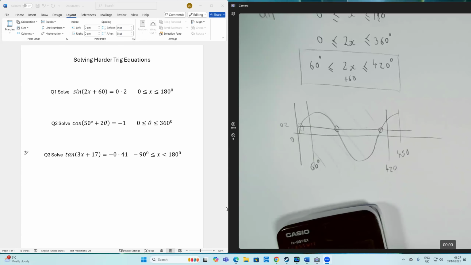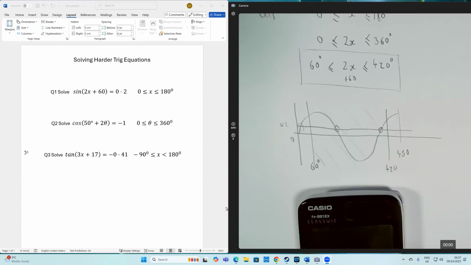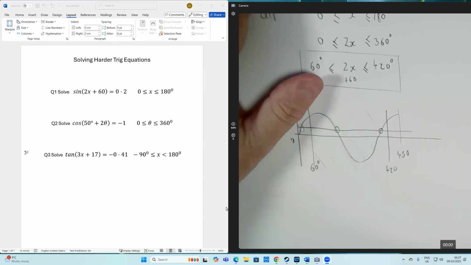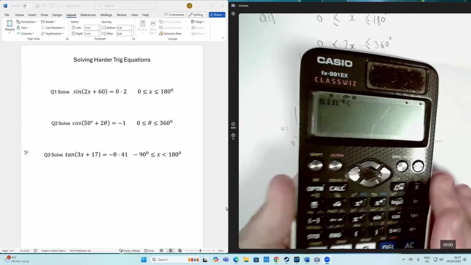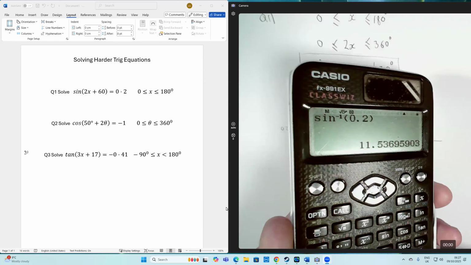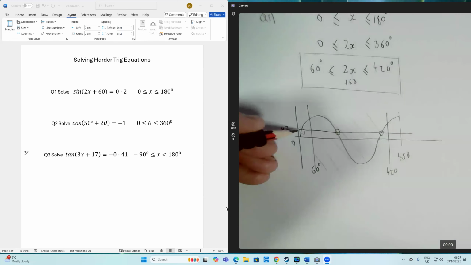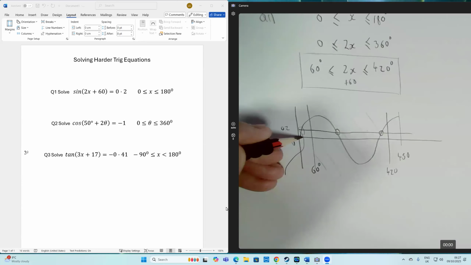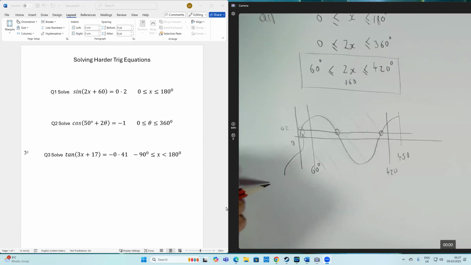So now we take our calculator and we're going to do inverse sine of the 0.2. So we're in degrees, we're going inverse sine of 0.2, and that gives me 11.53. Now that's what's called the principal value. The value that your calculator gives you first has a special name. It's called the principal value. So that solution there is equal to 11.53 degrees.